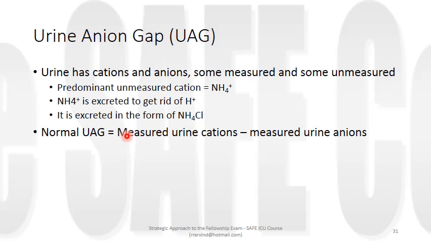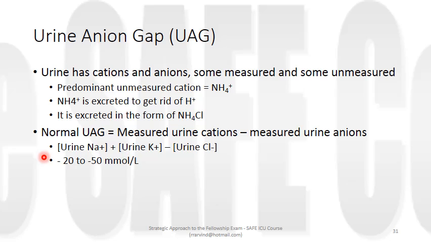The equation for the urinary anion gap is the measured urine cations minus the measured urine anions. So just like with any other anion gap, it's the gap between the measured cations and the measured anions. What are the measured cations? It's urine sodium and urine potassium. What are the measured anions? It's the urine chloride. Now the bicarbonate in the urine is negligible, and that's why, unlike in the serum where the bicarbonate is part of the anion gap equation, in the urine it does not have to be part of the equation because it's just completely negligible.